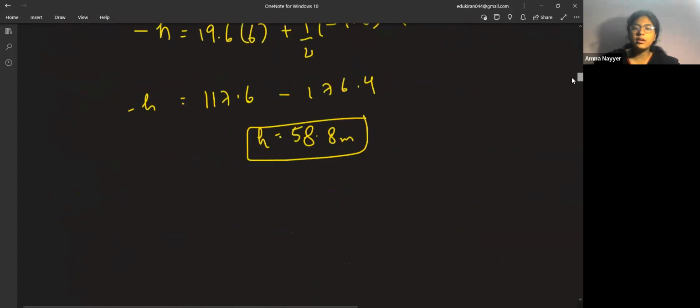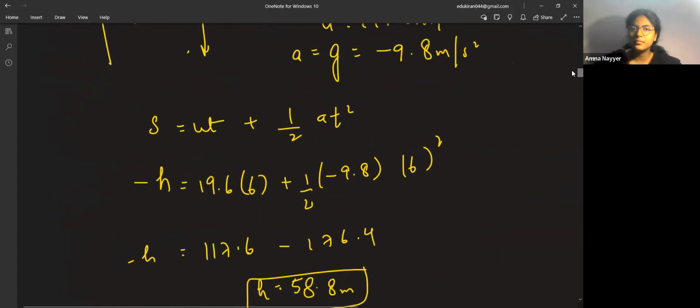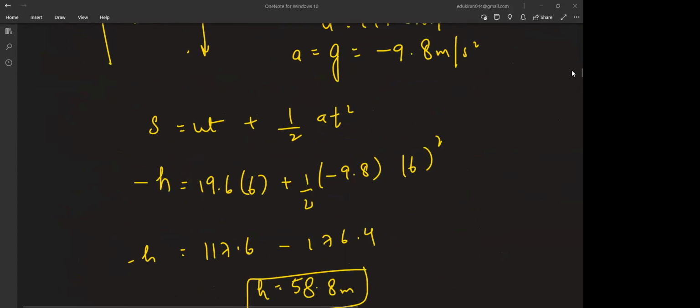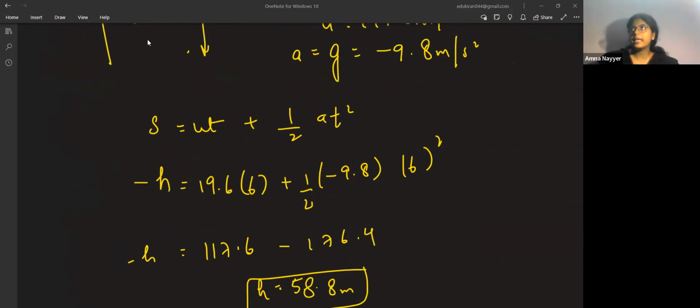Can I ask something? Yes, Sarah. Is there any integration in the second chapter, motion in a straight line? Motion in a straight line, yes. Motion in a straight line has.